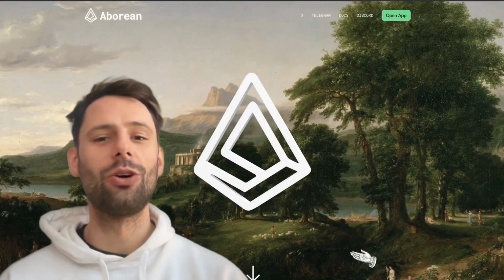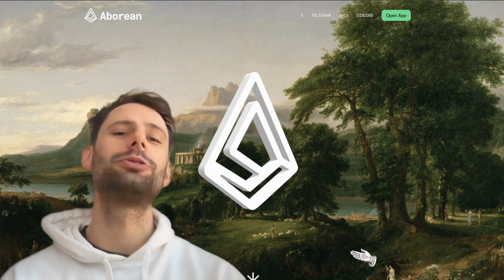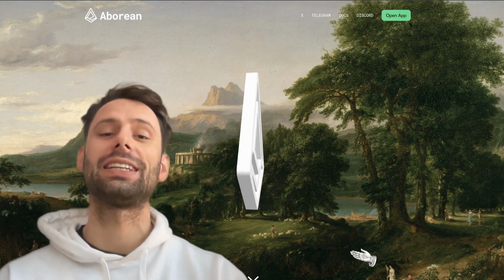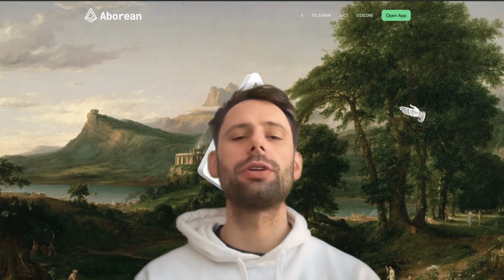This is low to medium risk DeFi yield, not lottery farming. Still, risks come with it, so as always, do your own research and there's no financial advice here. Let's go through the basics of how Aborean works.